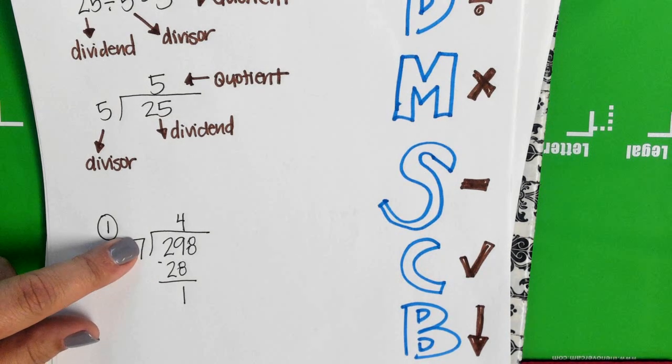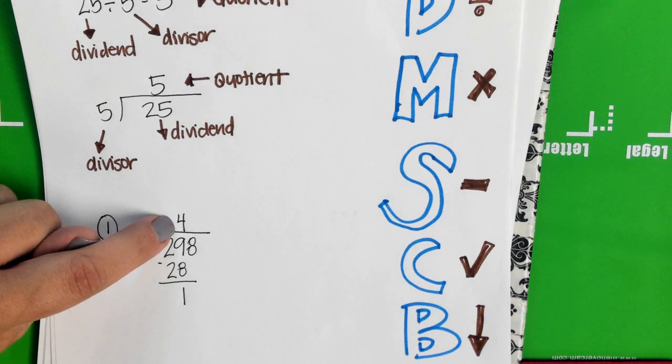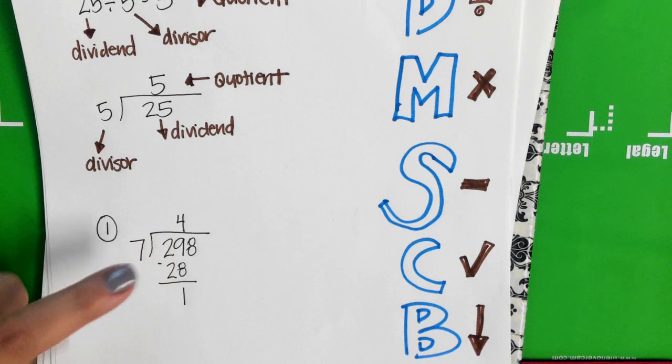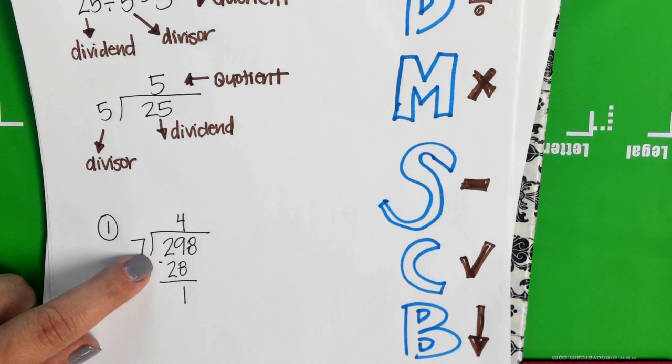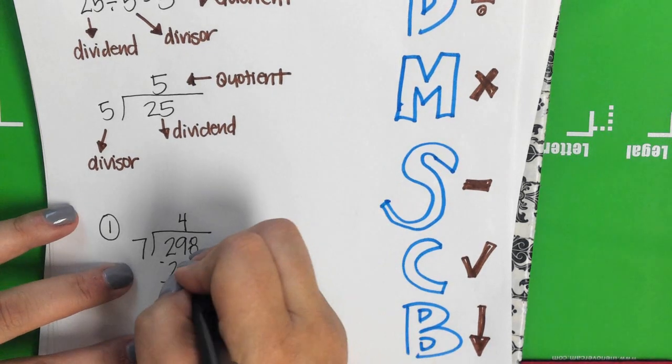Why, or what would be wrong if it were not smaller than my divisor? You could divide it one more time. Absolutely. If I had put 3 up here, and I had 8 when I subtracted, I could take a whole group of 7 away again. So that tells me that my number up here is not large enough. So once I know that this number is smaller than my divisor, what do I do next? Bring down the next number.